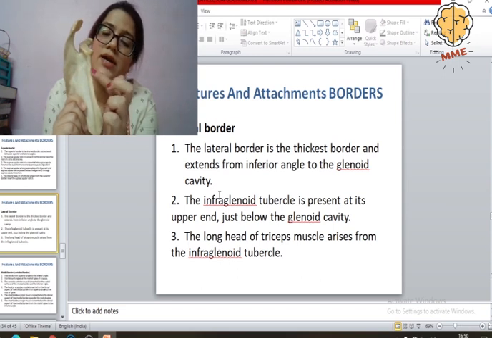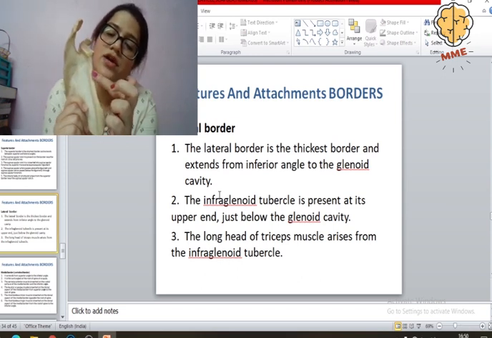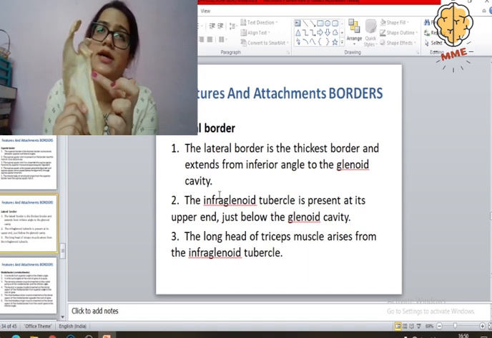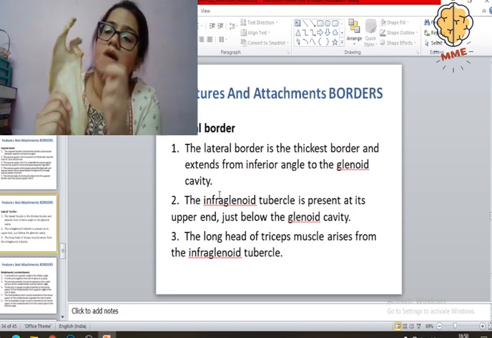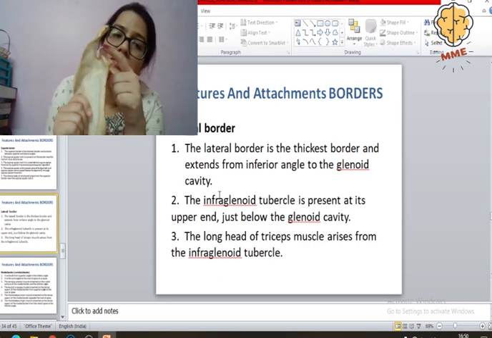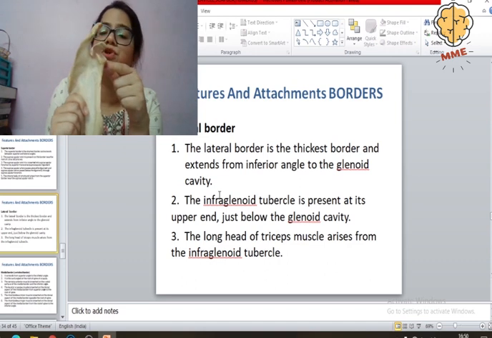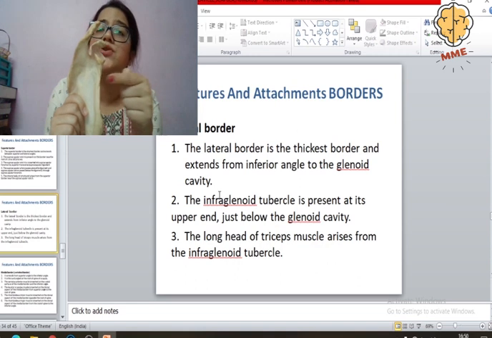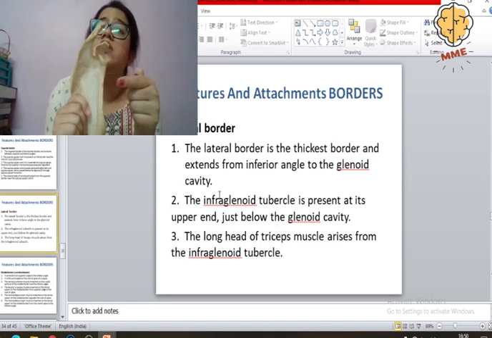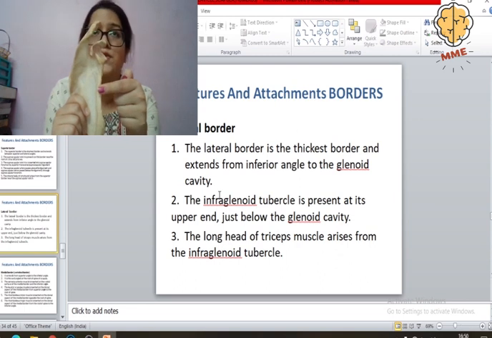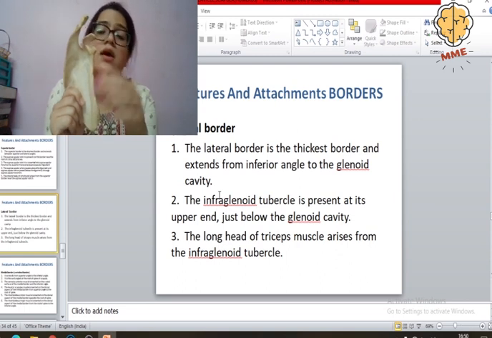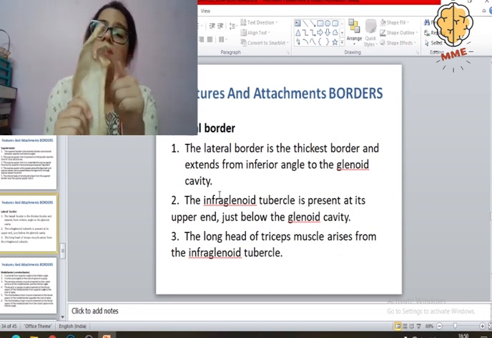What arises from this infraglenoid tubercle? The long head of triceps brachii. It is not intracapsular. Remember that. From the supraglenoid tubercle over here arises the biceps brachii, which is inside the capsule of the shoulder joint. But this triceps brachii, which arises from the infraglenoid tubercle, is it intracapsular or not? The answer is no, it is not intracapsular. Biceps brachii, yes, it is intracapsular.